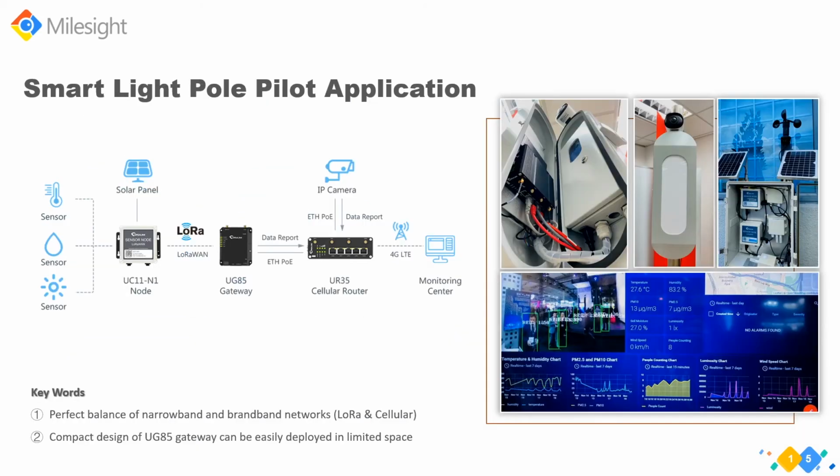And next, in this case, is a very interesting application, the Smart Light Pole Pilot Project. It is a testing project as well. In this case, we provide a bundle solution of the cellular router and LoRaWAN gateway and the UC11N1, the previous version of the UC500, the controller to monitor the traffic security, monitor the environmental data, and the people counter for building a smart city.